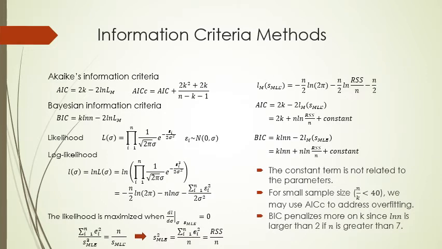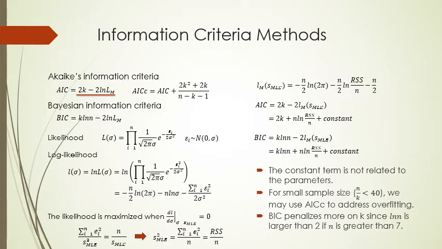Information criteria methods are used extensively in the model selection. They are based on the maximum likelihood estimations. For example, AIC stands for Akaike's information criterion. It is defined as this. Here, K is the number of estimated parameters in the model, and LM is the maximum value of the likelihood function. When the sample size is small, we may use additional correction, such as AICC.